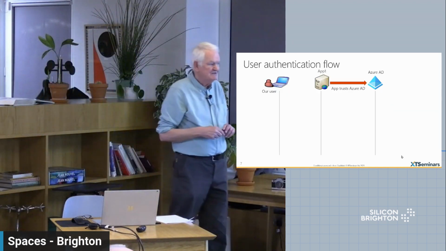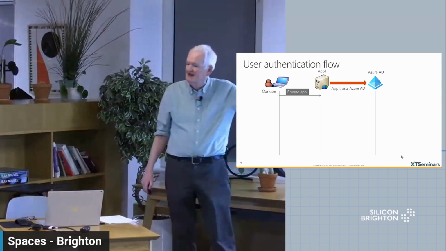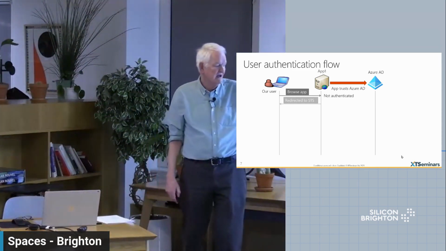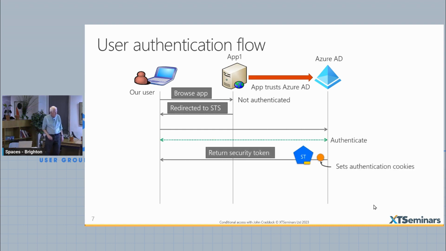So the authentication flow is: you go to the application, so we browse to the app, it says you're not authenticated and redirects us off to Azure AD. We've arrived at Azure AD and Azure AD says you need to authenticate. There are lots and lots of different ways that you can authenticate. But what we do is we authenticate with Azure AD, and Azure AD gives back a security token.